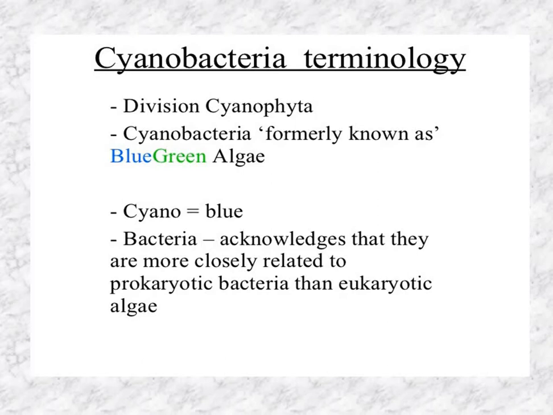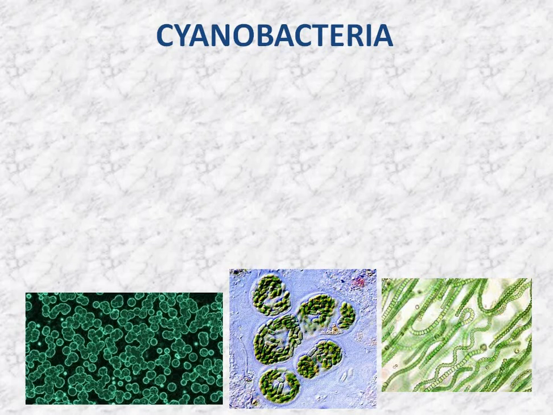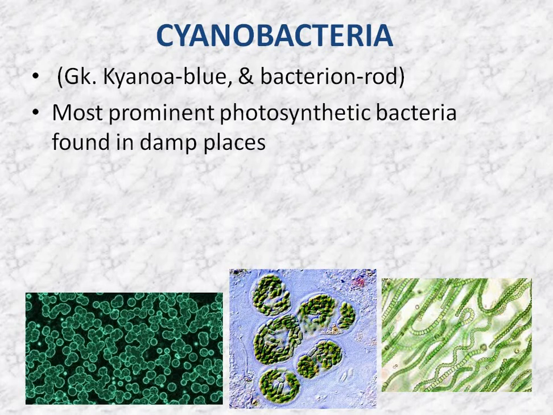Now the cyanobacteria, which is also known as blue-green algae, and it was formerly known as blue-green algae. Cyano is a blue pigment present in them, and they are called bacteria because they have prokaryotic cells. So they are more closely related to prokaryotes as compared to eukaryotic algae. Cyanobacteria are photosynthetic bacteria present in the moist environment.